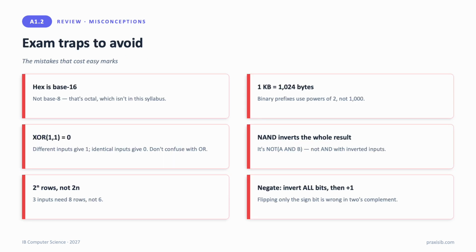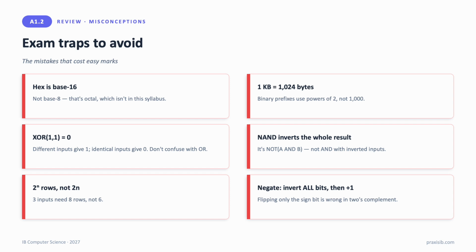Before we wrap up the course, let's go over the mistakes that trip students up the most, because avoiding these is just as valuable as knowing the content. First, hexadecimal is base 16, not base 8. Base 8 is a different system called octal, which you don't need for this subject. Second, a kilobyte is 1024 bytes, not 1000. Be careful about that.